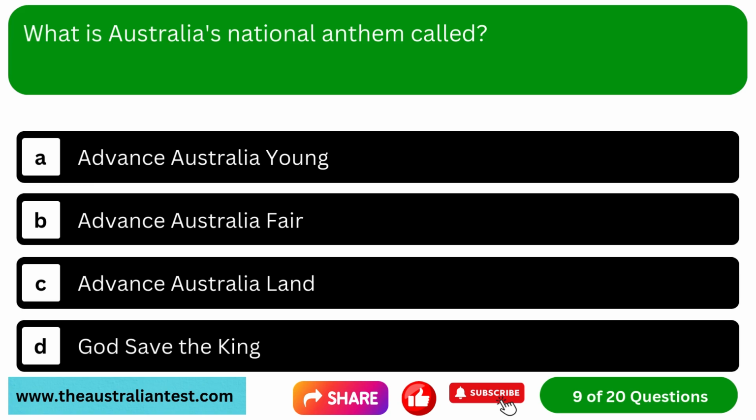Question 9. What is Australia's national anthem called? Option A. Advance Australia Young. Option B. Advance Australia Fair. Option C. Advance Australia Land. Option D. God Save the King.